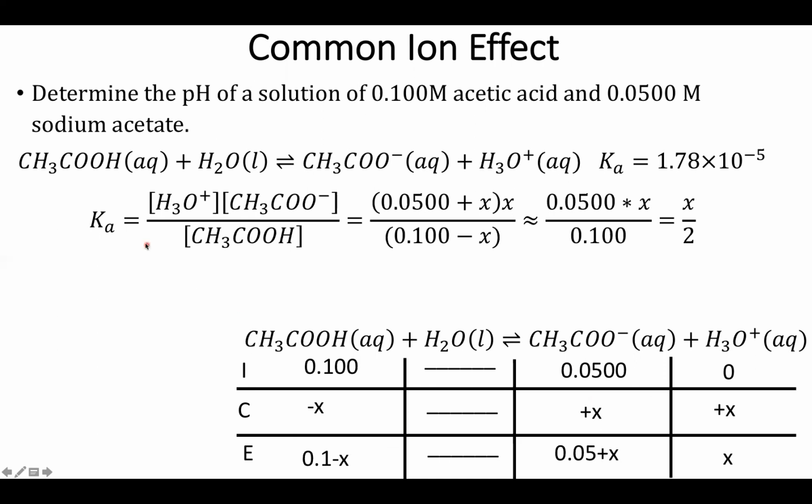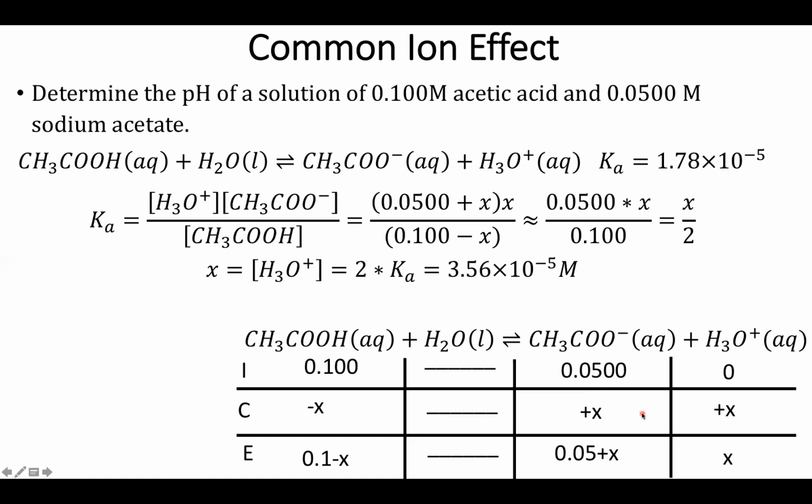So as I set up my Ka, again, products over reactants, I put in that 0.05 plus X times X over the 0.1 minus X. So this plus X and minus X are really going to be very small. So let's go ahead and drop those terms. So now suddenly the term is 0.05X over 0.1. Well, this ends up simplifying down to 1/2 X. Okay, that's actually fairly interesting. This isn't a sort of dynamic we've seen before, but it's fairly common when we're looking at acid-base reactions.